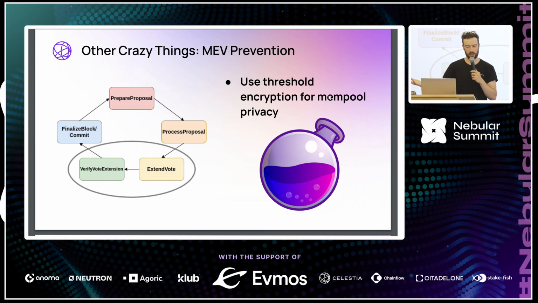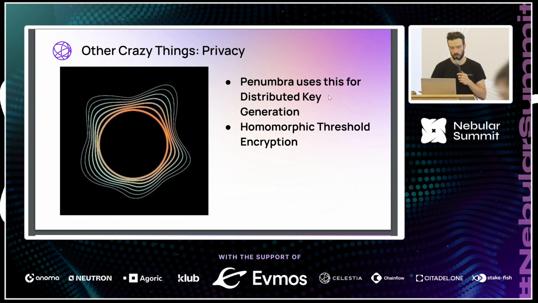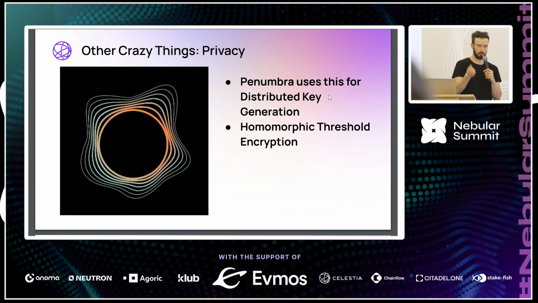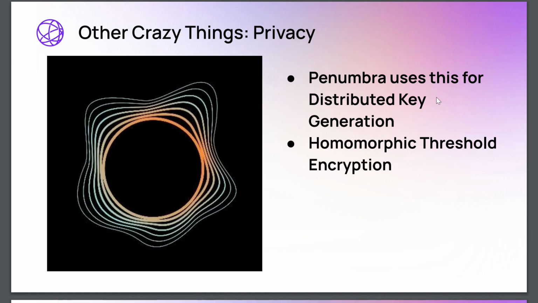This is a dramatic oversimplification, but effectively they get decrypted after, or in the next block, and executed in the next block, but they've already been agreed upon. So there's no opportunity here to order transactions, which is what MEV is. Penumbra uses this for privacy, with very similar technology. They have the validators collectively generate a public key, and then they do homomorphic threshold encryption. I'm not an expert on this, but these are the powerful things you can start to access with ABCI++.